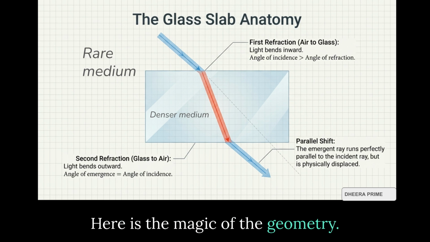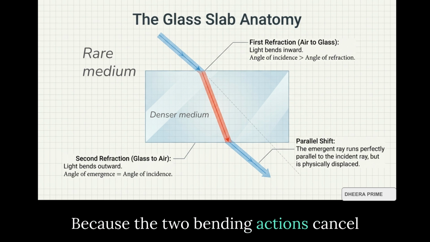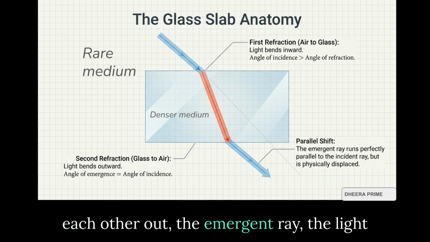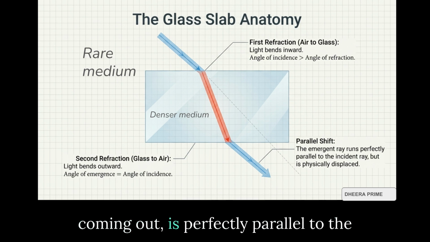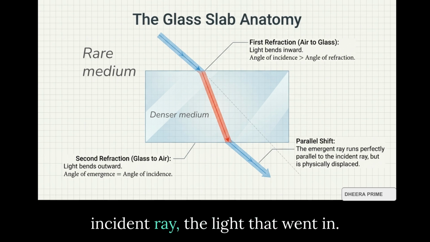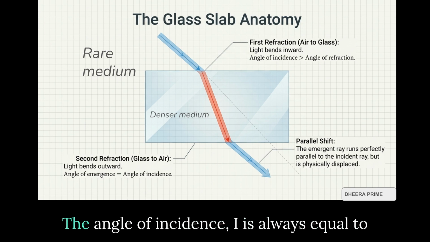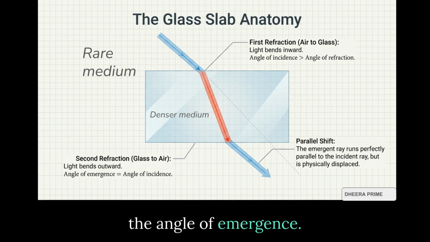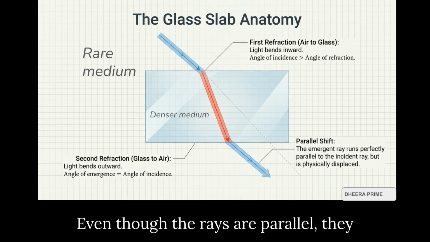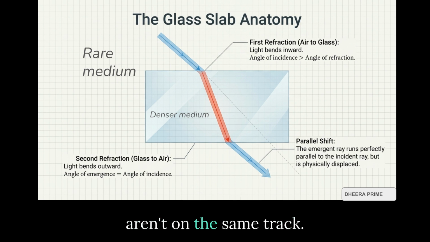Here is the magic of the geometry. Because the two bending actions cancel each other out, the emergent ray, the light coming out, is perfectly parallel to the incident ray, the light that went in. In your exams, remember this golden rule. The angle of incidence, i, is always equal to the angle of emergence, e. i equals e. Even though the rays are parallel, they aren't on the same track.